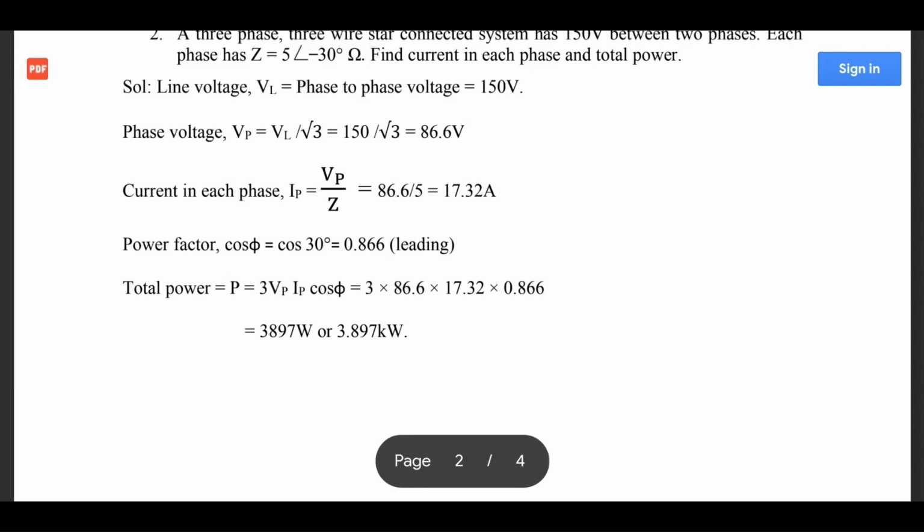If at all this numerical demanded to calculate the apparent power as well, so that would be 3 Vp Ip. Similarly, if the reactive power is also required to be calculated, then using the formula 3 Vp Ip sin phi, we can calculate that.